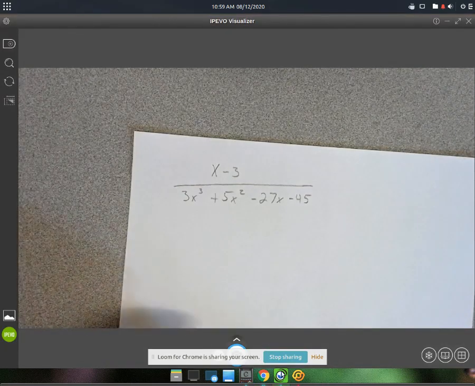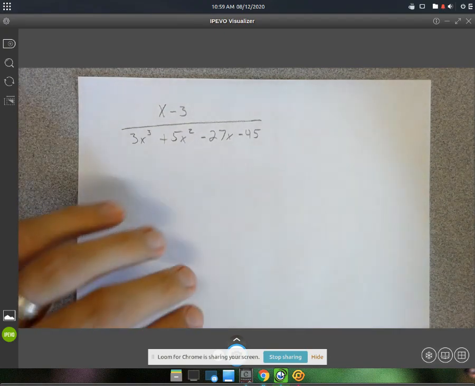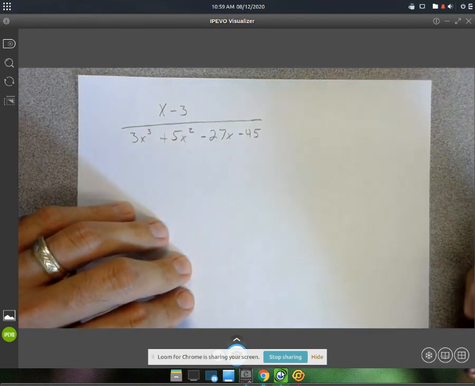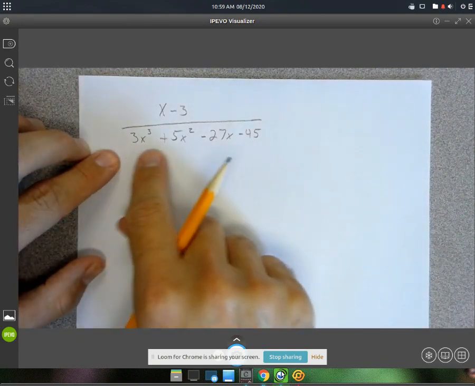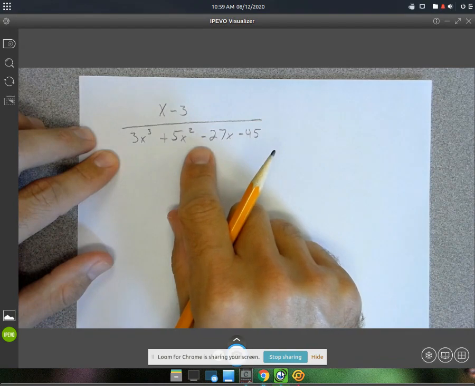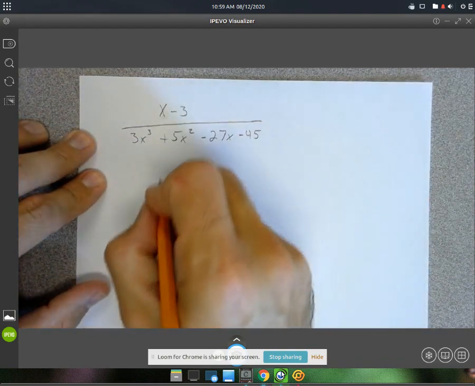All right, so we want to find the domain, the x-intercepts if there are any, and any discontinuities if there are any, and the y-intercept. So first we need to factor the denominator here. We've got a cubic, and it's probably going to be a factor by grouping here.